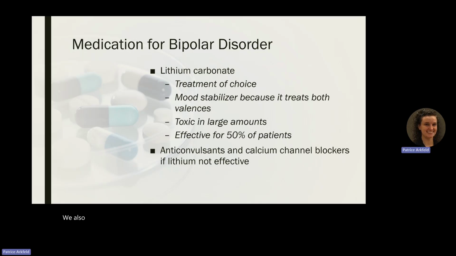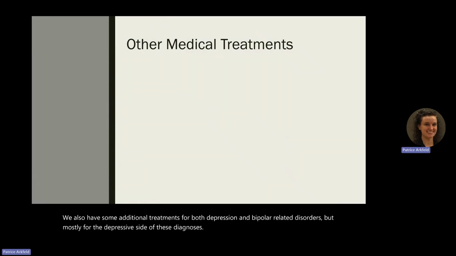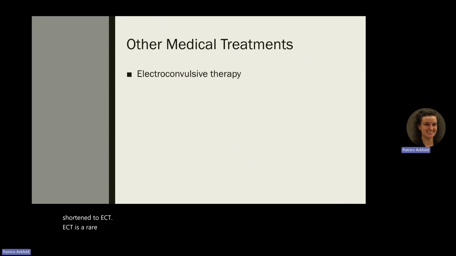We also have some additional treatments for both depression and bipolar related disorders, but mostly for the depressive side of these diagnoses. And they include types of psychosurgery. One of those that is present for depression, a very rarely used option, but it is used, is electroconvulsive therapy, otherwise shortened to ECT. ECT is a rare treatment for folks who have severe medication-resistant depression.